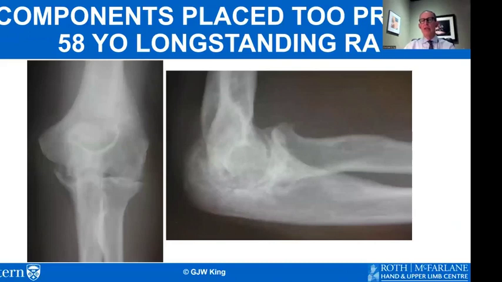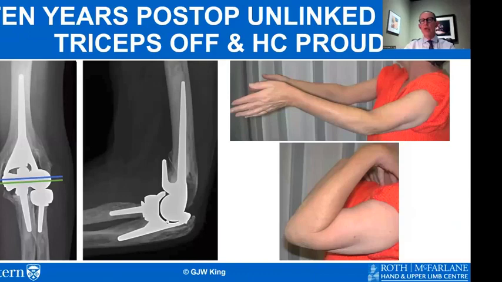I think the other technical thing is that if the components are placed too proud or incorrectly, this can affect range of motion. This patient with rheumatoid arthritis was treated with an elbow arthroplasty. And here she is 10 years later. Now, her elbow arthroplasty is functioning well. It's an unlinked arthroplasty with a radial head replacement. But you can see the humeral component is placed at the green line, far too proud of the anterior inferior aspect of the medial epicondyle, which is the blue line.